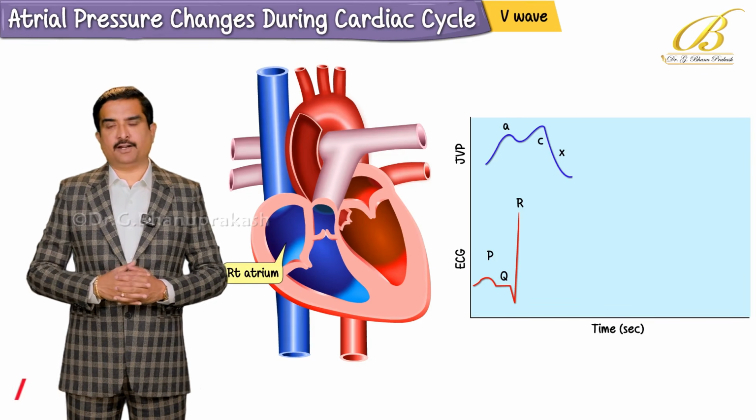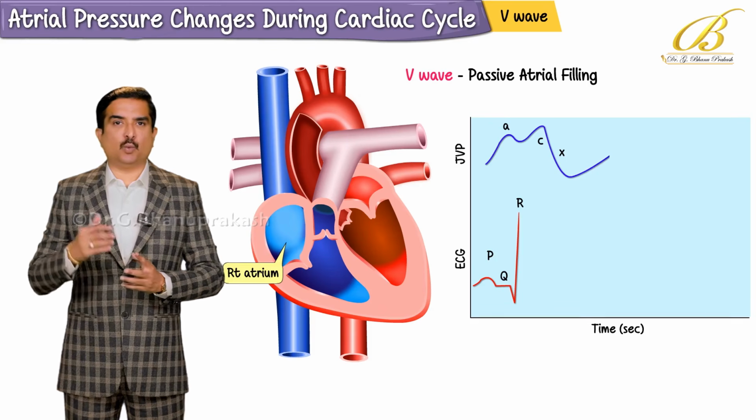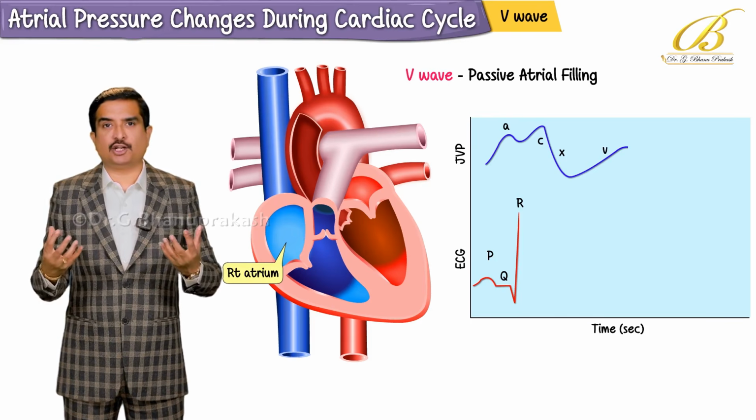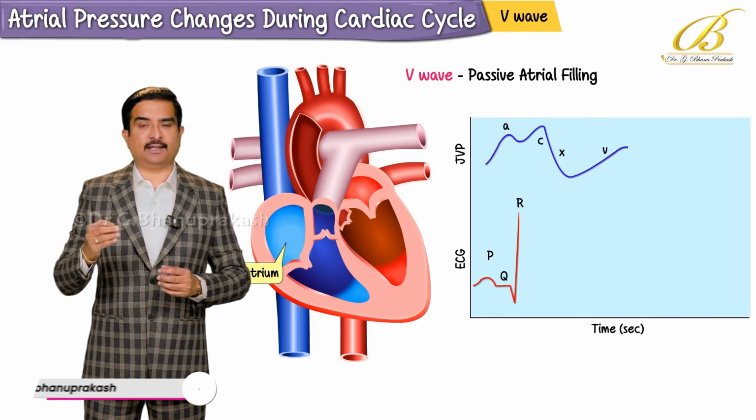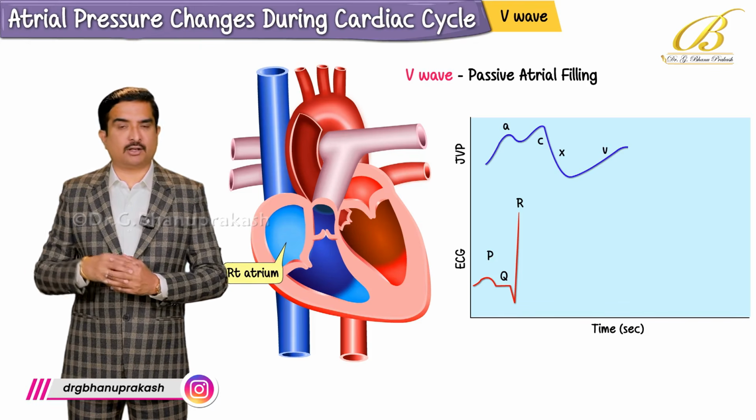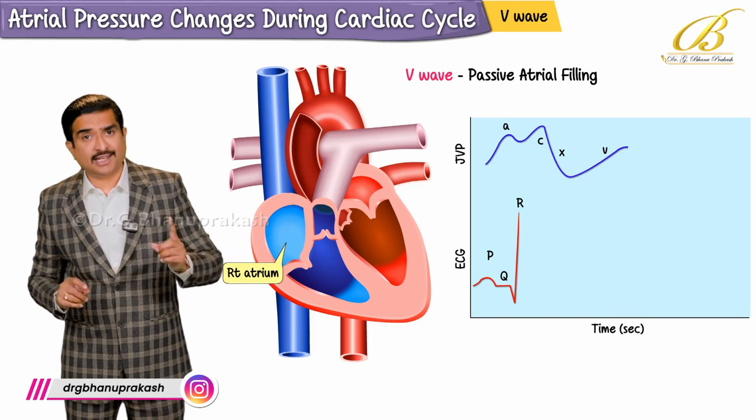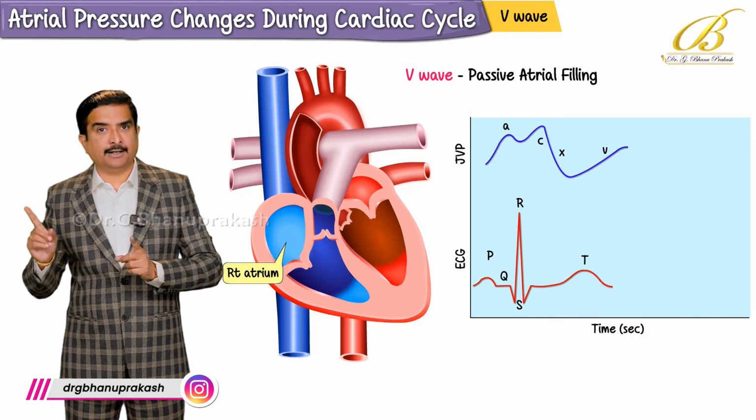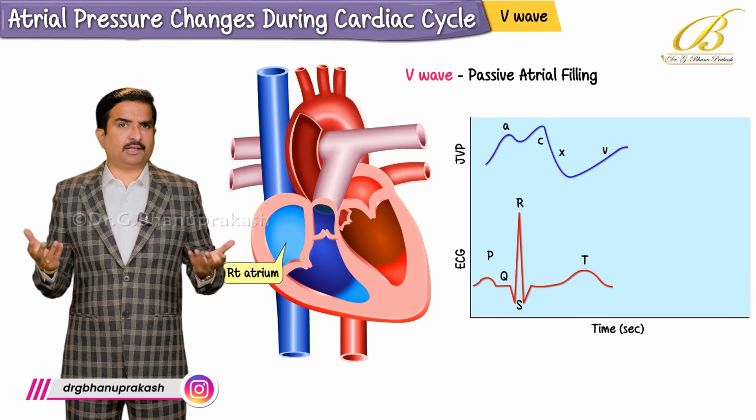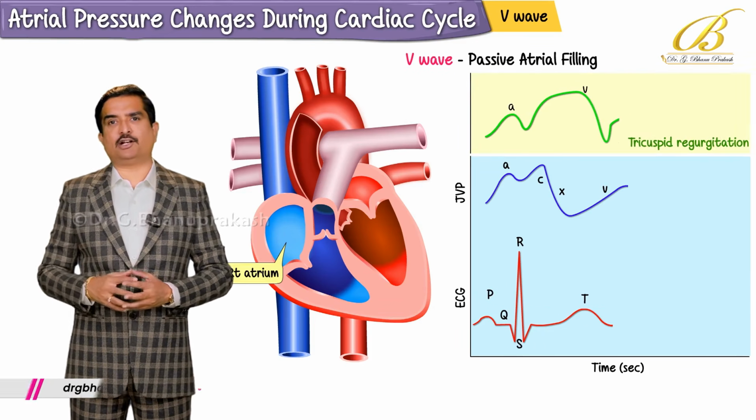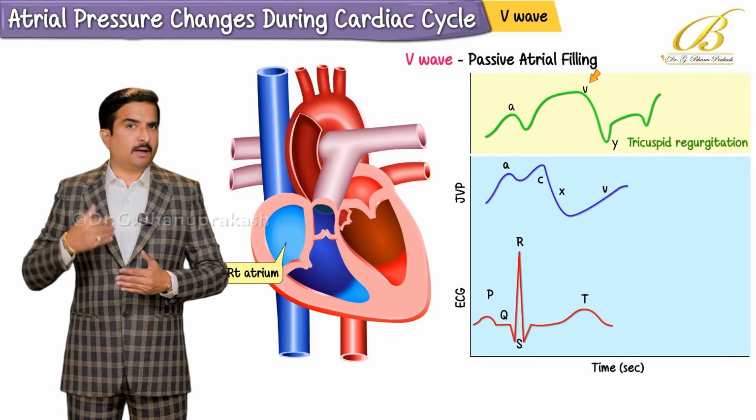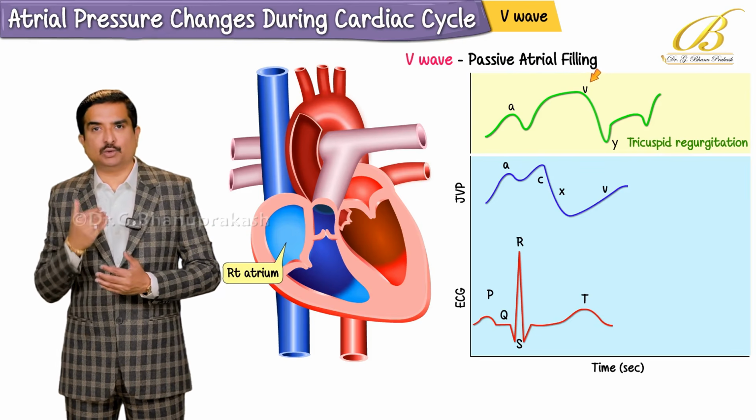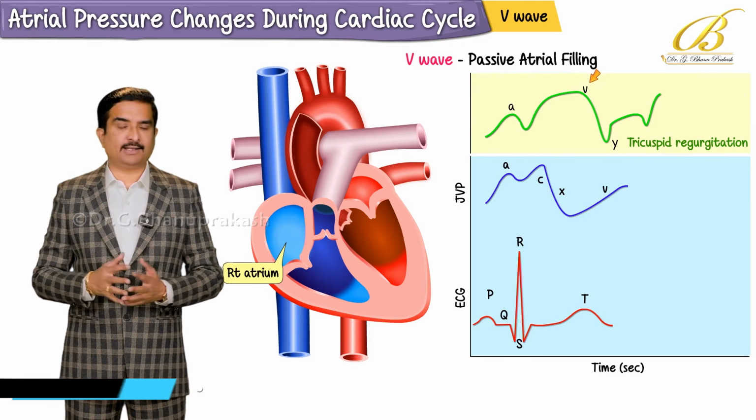And next is the V wave. The V wave represents venous return filling the atrium while the AV valves remain closed during ventricular systole. This filling gradually raises the atrial pressure until its peak. On the ECG, the peak of the V wave coincides roughly with the end of the T wave. As a clinical note, in tricuspid regurgitation the V wave becomes much larger and taller because blood is leaking back into the atrium from the ventricle during systole.